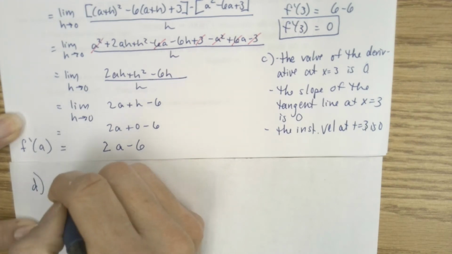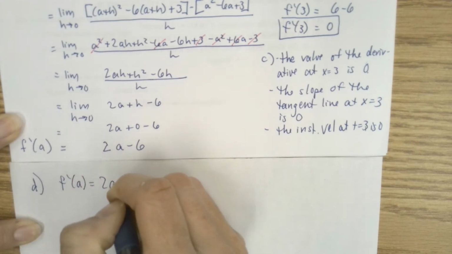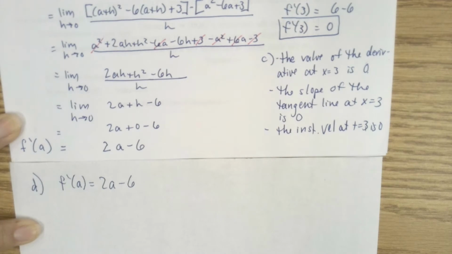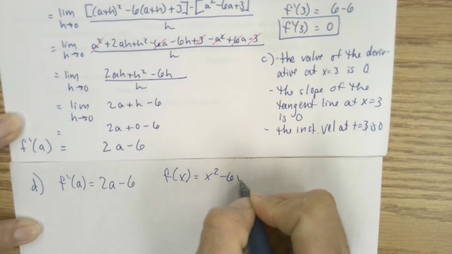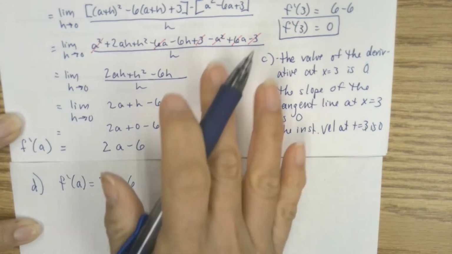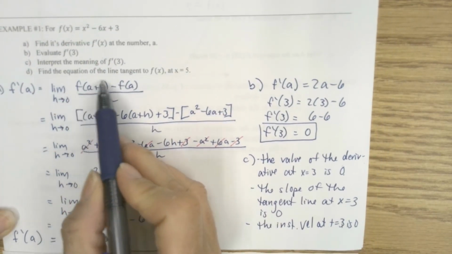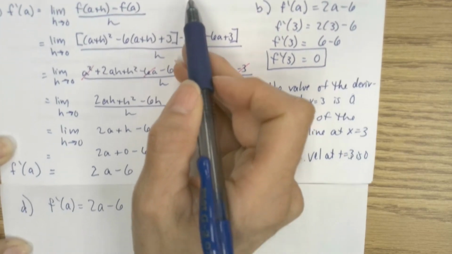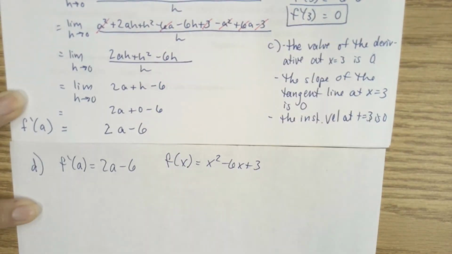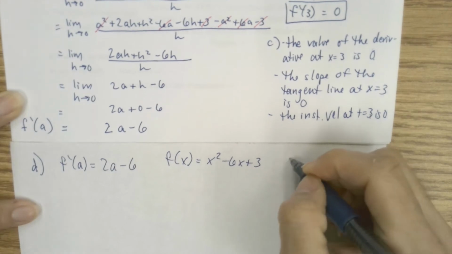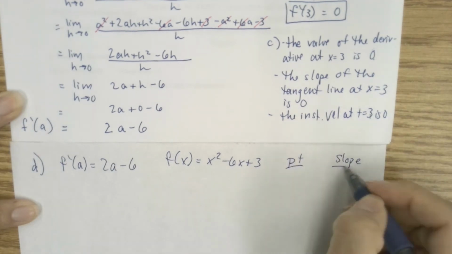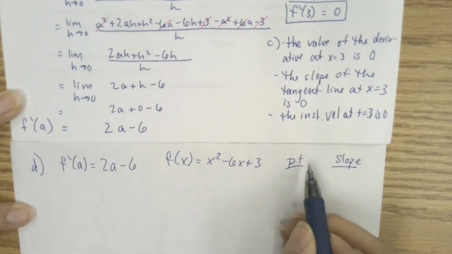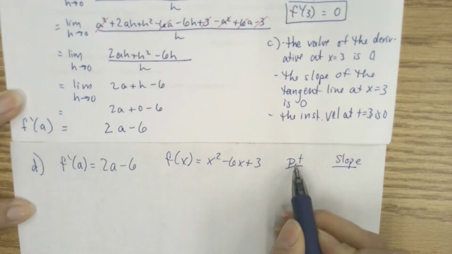And we know that my f prime of a function is 2a minus 6. And I know that my f of x function from earlier is x squared minus 6x plus 3. So what they're wanting me to find is the equation of the tangent line at x equals 5. So what do I need to know in order to find an equation of a tangent line? I need a point and I need slope. So how do I find a point? We substitute the x value into the function.